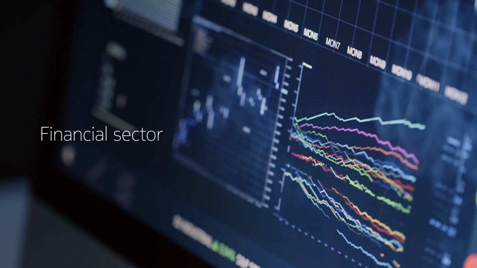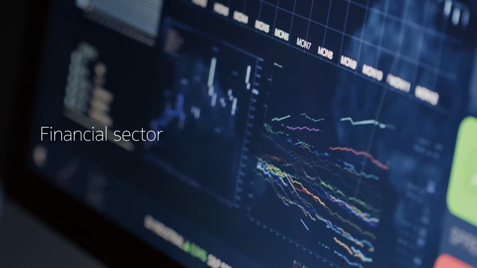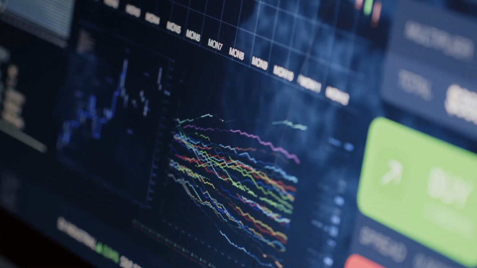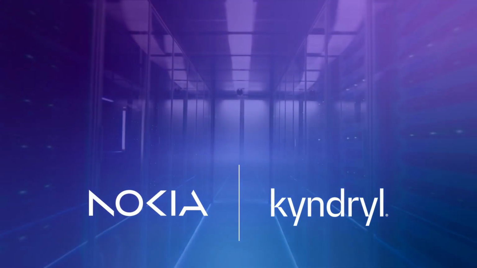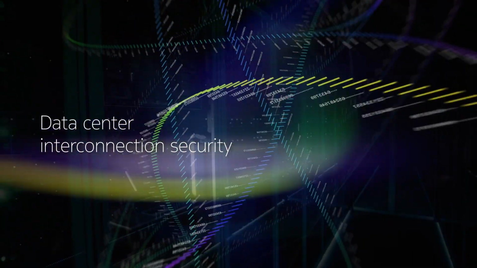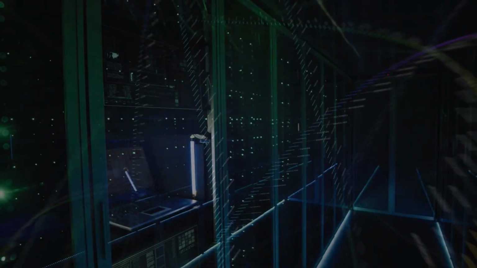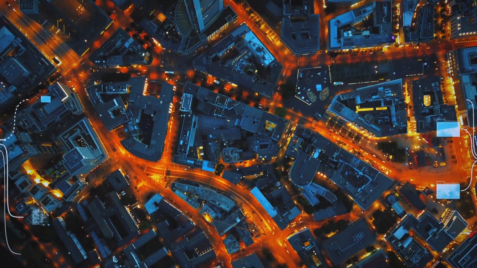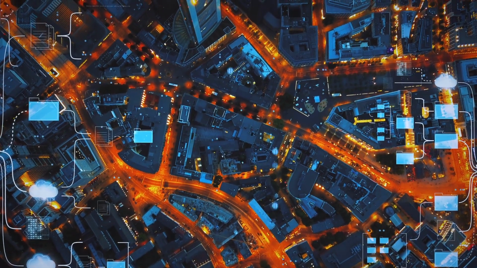In the financial sector, quantum-safe cryptography shields digital signatures and transactions from quantum-enabled risks. Together, Kyndryl and Nokia are already deploying quantum-safe networks for the financial sector, ensuring data center interconnection security. Data center interconnection ensures the secure transport of critical data as it travels between data centers within the organization. Kyndryl is using Nokia's quantum-safe network solution to offer high performance and advanced quantum-safe security at low latencies to support the enterprise cloud needs of the financial market.